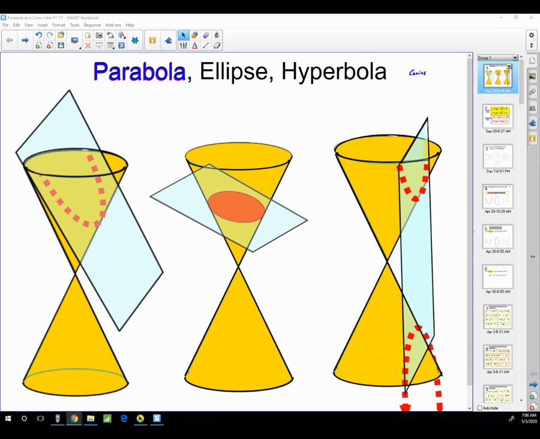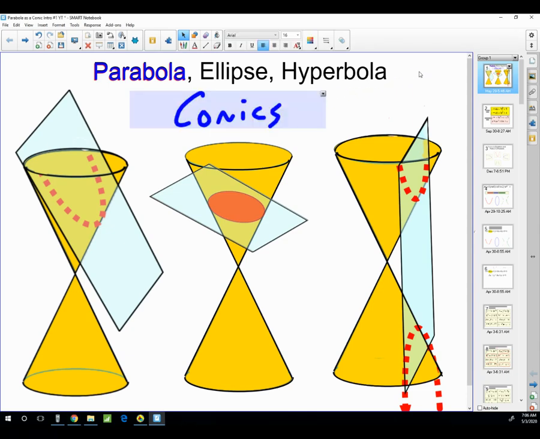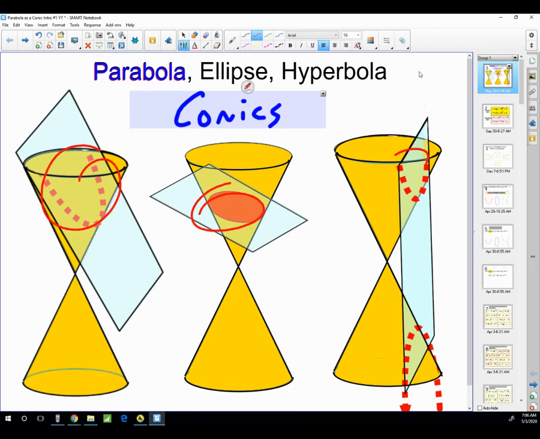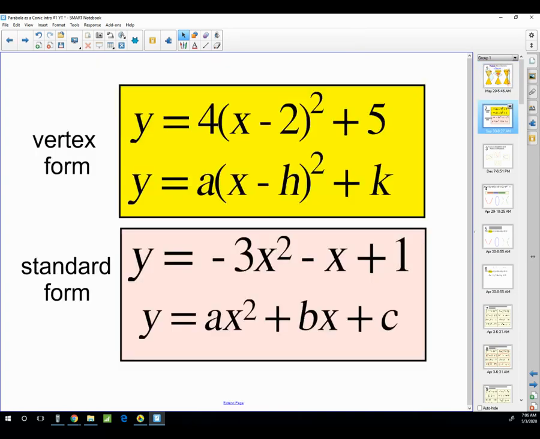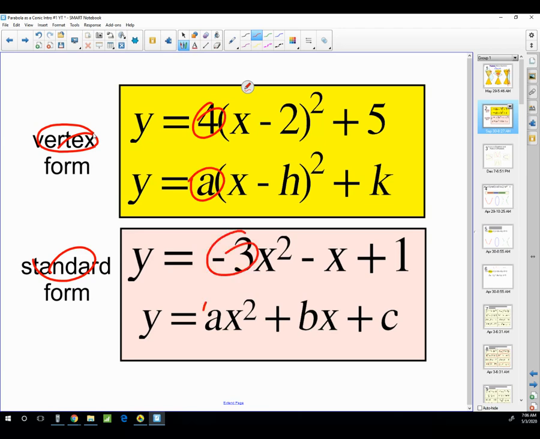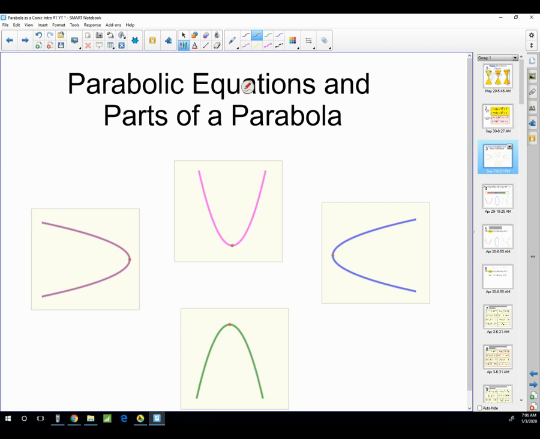We're talking about conics. And these are conics. Conics are a parabola, an ellipse, a hyperbola. We're only studying the parabola today, but we will be getting to the other things. You should recognize vertex and standard forms of a parabola, and you should understand what the lead coefficient means. So hopefully you remember that. Let's move on. We're talking about parabolic equations and parts of a parabola.